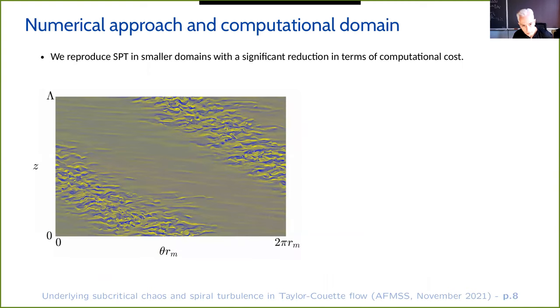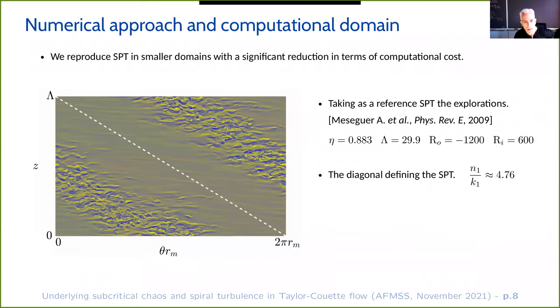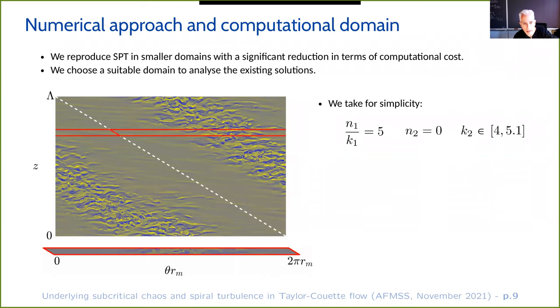So the main idea regarding the parallelogram strategy is: we have the spiral turbulence that has a very specific slope. From this slope, we identify the ratio N1K1, this is one of the two front wave equations if you want, that we take for simplicity 5. And then we can work on a very thin long domain, and this is a DNS computation on this thin domain. And in this thin domain, you can capture already spiral turbulence.